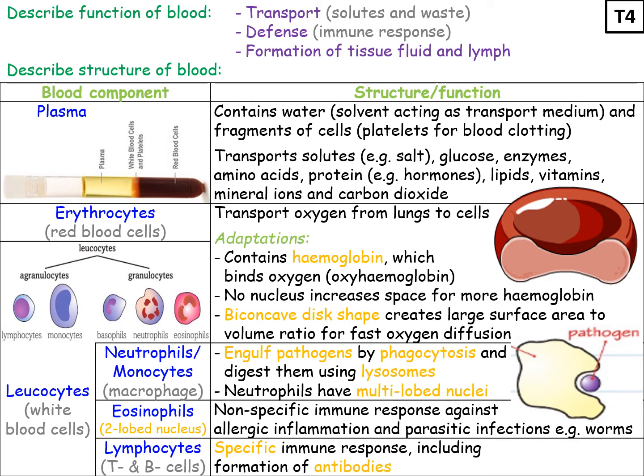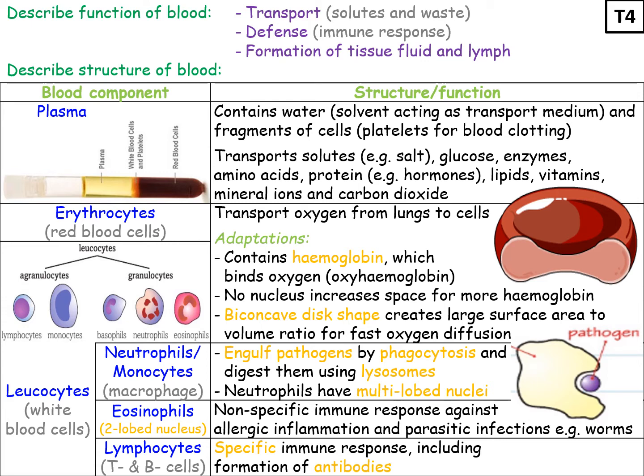Because they contain water, they can transport solutes such as salt, glucose, enzymes, amino acids, proteins such as hormones, lipids, vitamins, mineral ions, and carbon dioxide can be transported using the blood plasma.